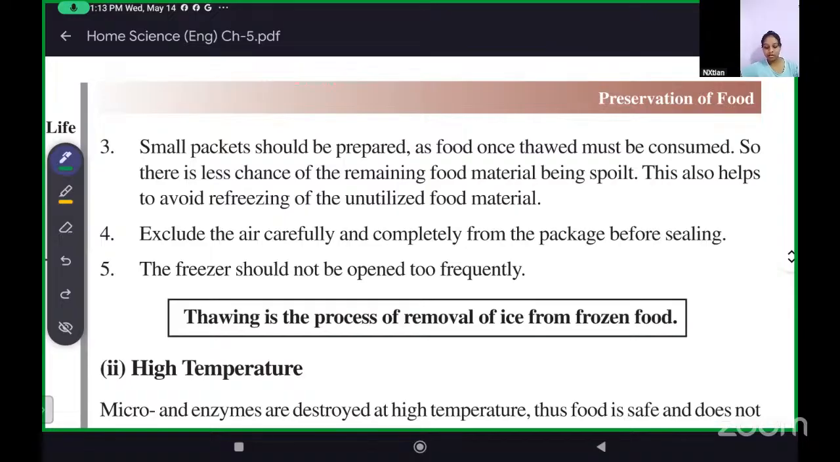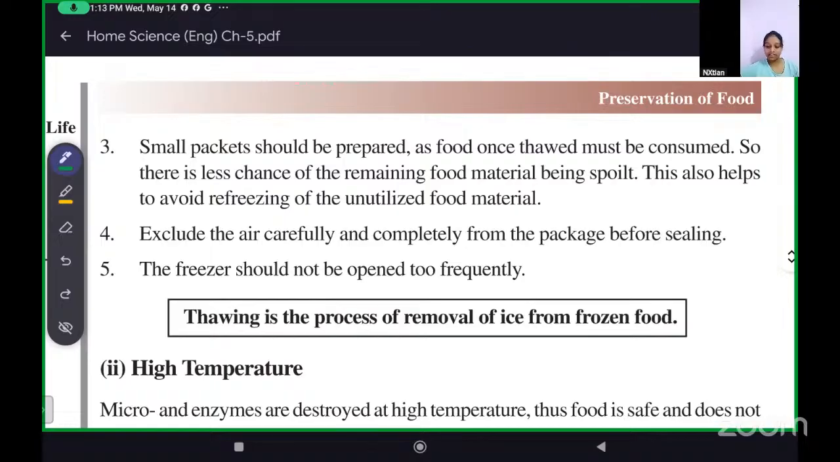Then exclude the air carefully and completely from the packet before sealing. When we seal it, we should exclude the air carefully. Means we should carefully take all the air out and then seal it airtight. Then the freezer should not be opened too frequently. That is basic.